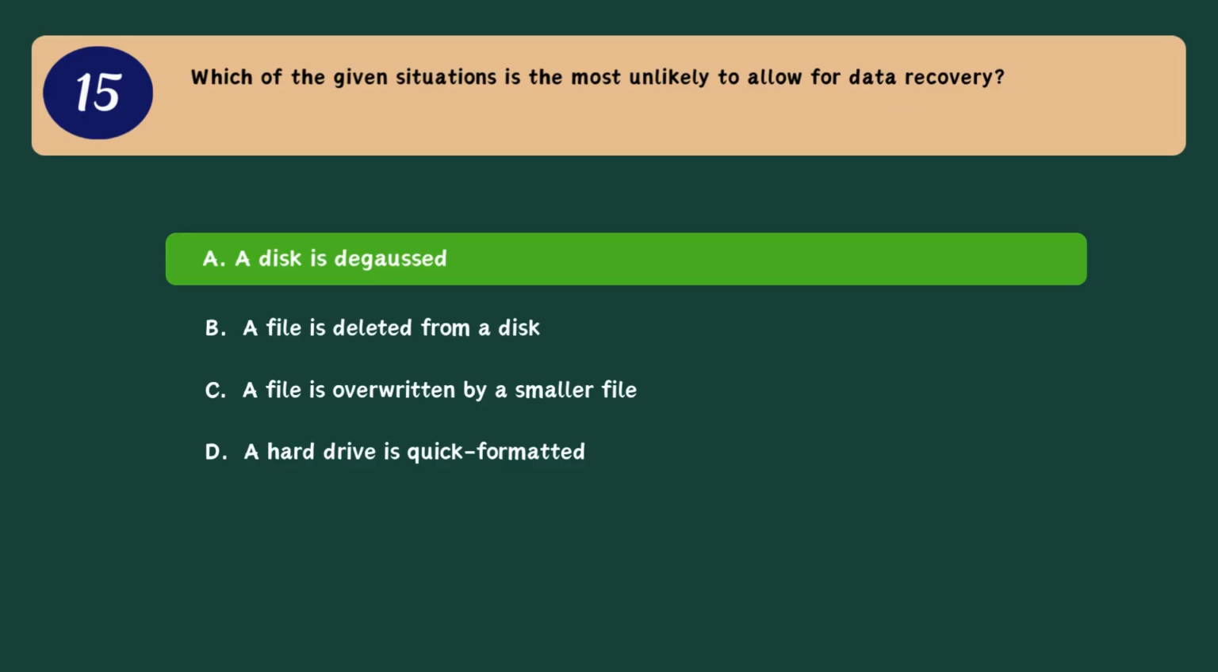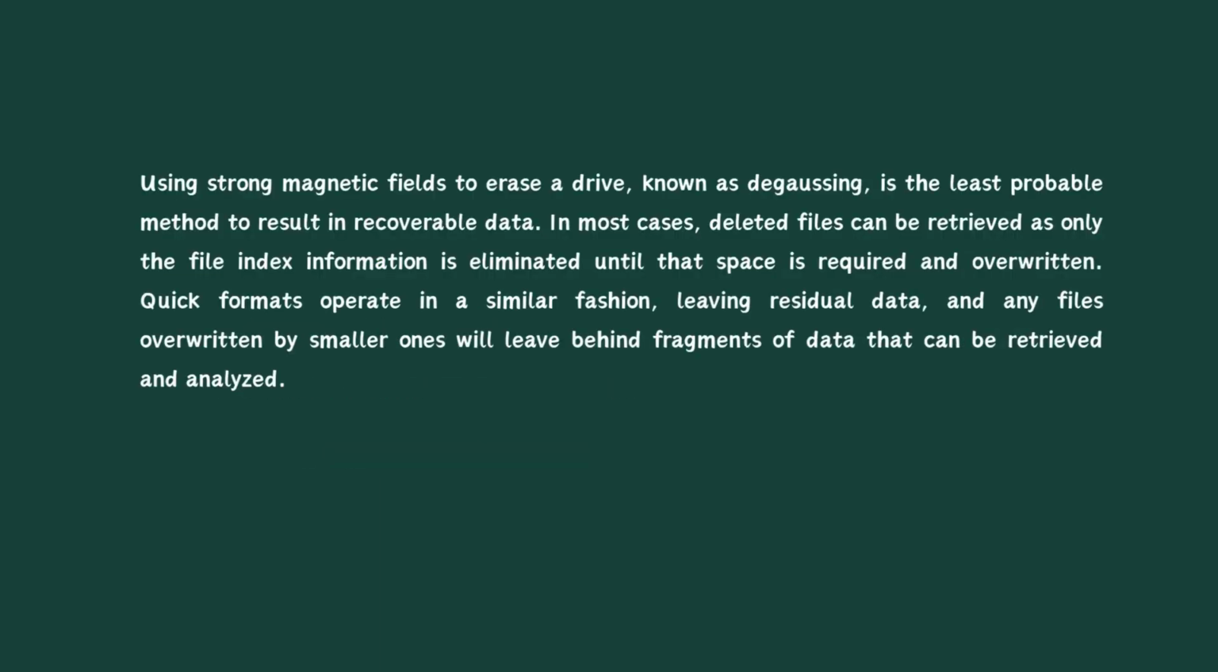Correct answer. A. A disk is degaussed. Using strong magnetic fields to erase a drive, known as degaussing, is the least probable method to result in recoverable data. In most cases, deleted files can be retrieved as only the file index information is eliminated until that space is required and overwritten. Quick formats operate in a similar fashion, leaving residual data, and any files overwritten by smaller ones will leave behind fragments of data that can be retrieved and analyzed.